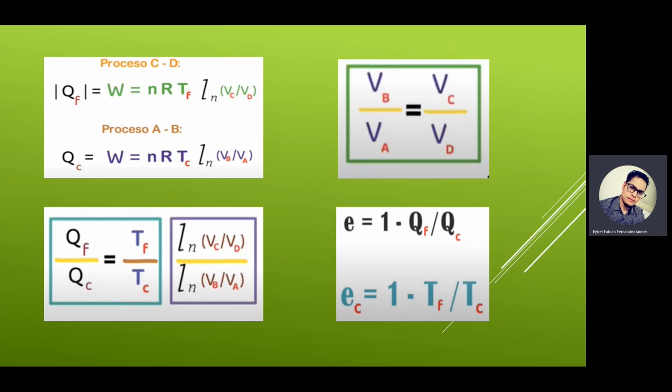Returning to the volume equation, the logarithm expression is equal to 1 and the heat ratio is equal to the temperature ratio. Remembering the efficiency equation, we replace the heat ratio with the temperature functions. It gives the equation of thermal efficiency, which equals 1 minus QF over QC, so efficiency equals 1 minus TF over TC.